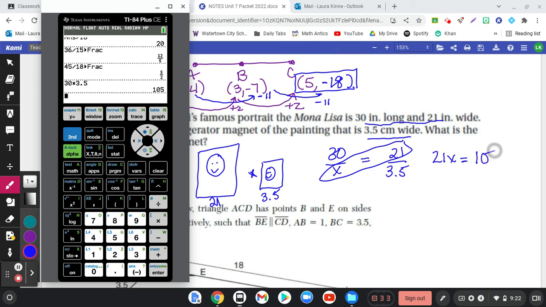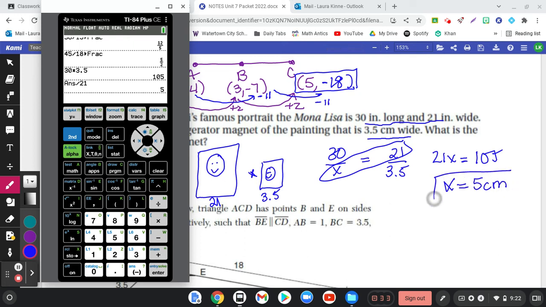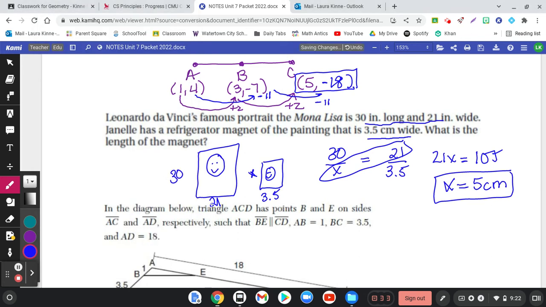105 divided by 21. 5 centimeters would be the length of the magnet. And it makes sense, right? 30 is a little bigger than 21. 5 is a little bigger than 3.5. Good to go.